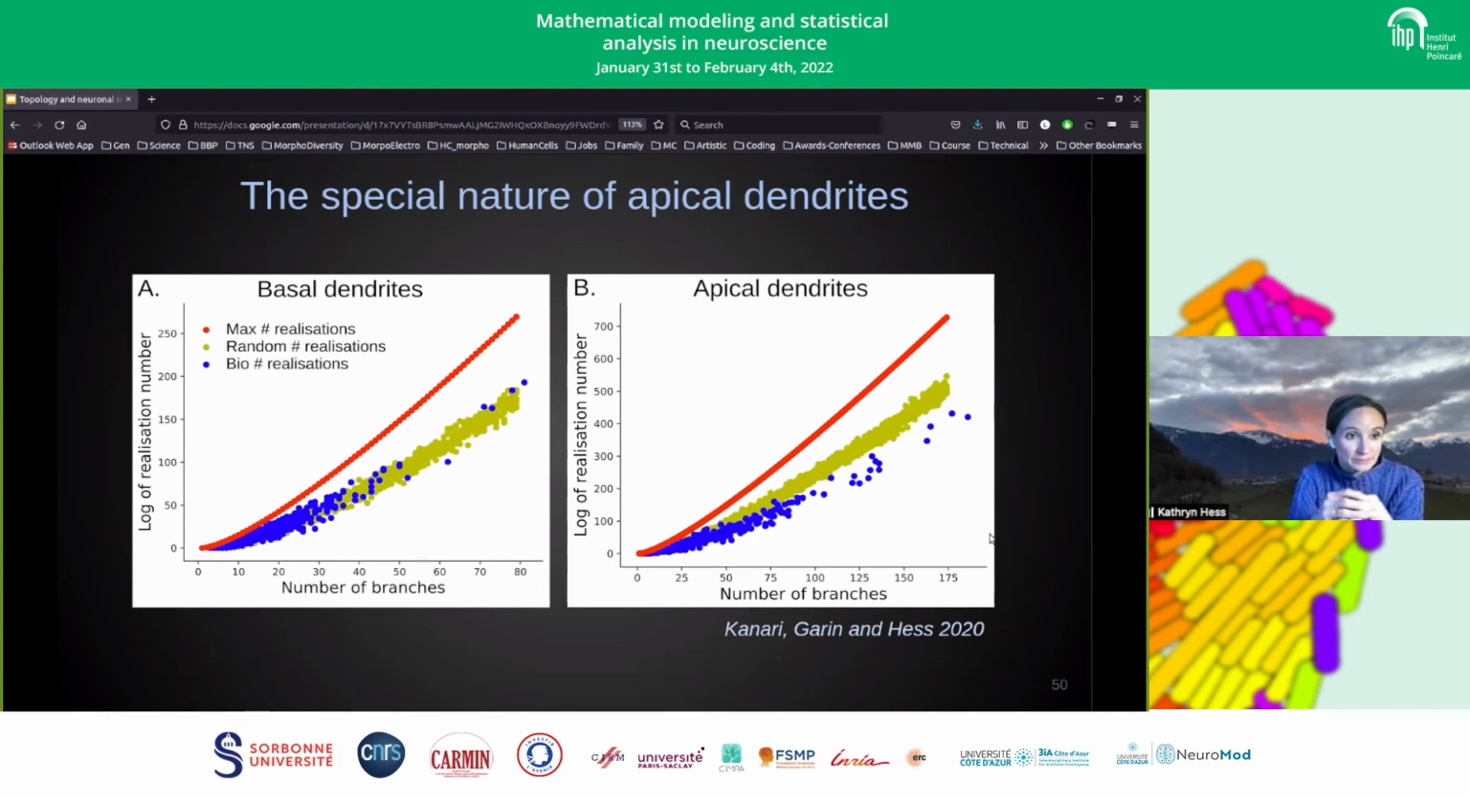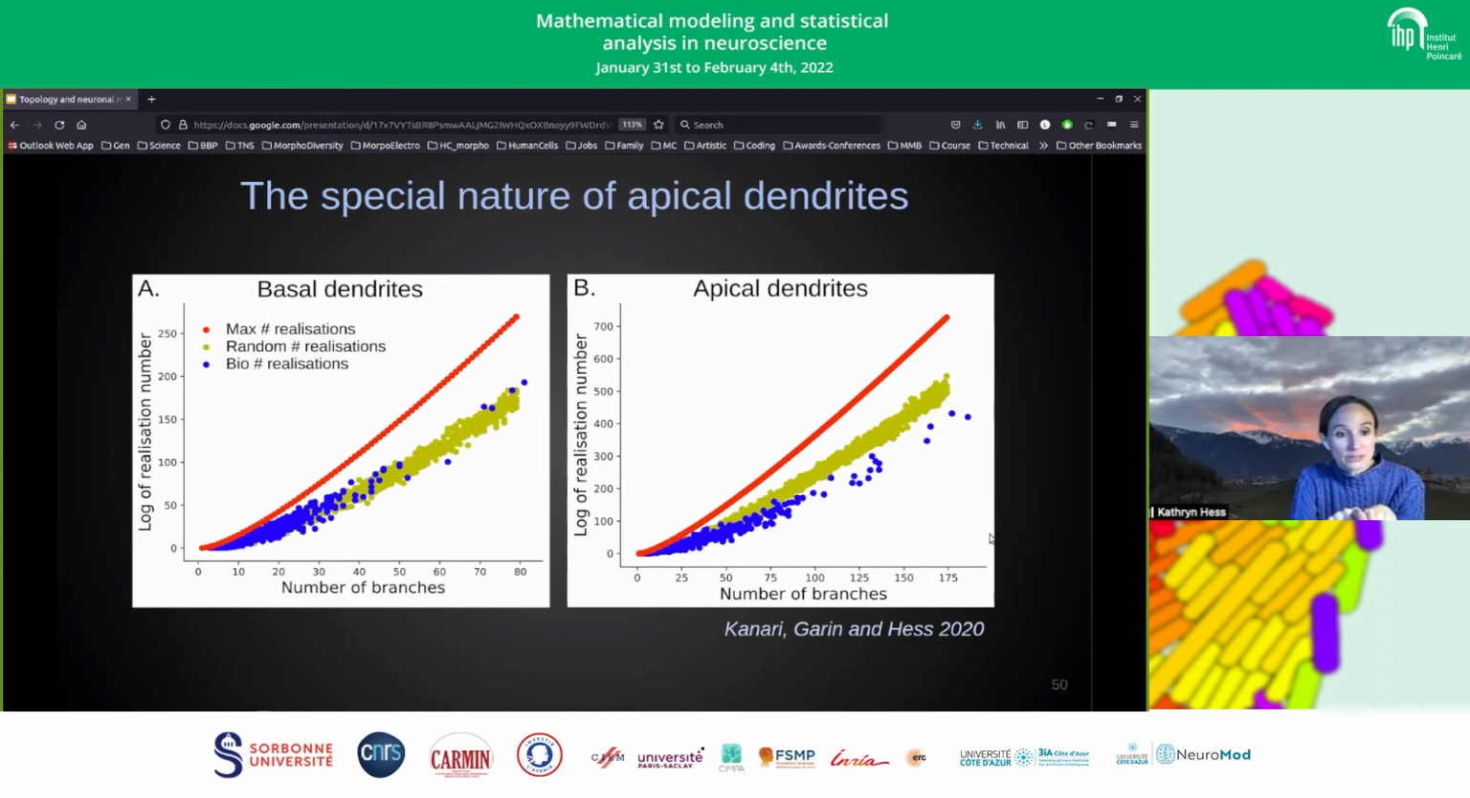And then we have something called the realization number of a barcode, which is how many combinatorial types of trees can have that particular barcode. So that's called the tree realization number of a barcode. And then we plotted, based on how many branches there were in the tree, or equivalently how many bars there are in the barcode, the realization number of these. In each of these, we're comparing the basal dendrites and apical dendrites. The red curve is the maximum logarithm of the realization number. So the largest, as a function of the number of branches or the number of bars, is always n factorial. That's why we take the log here, because it goes very fast.